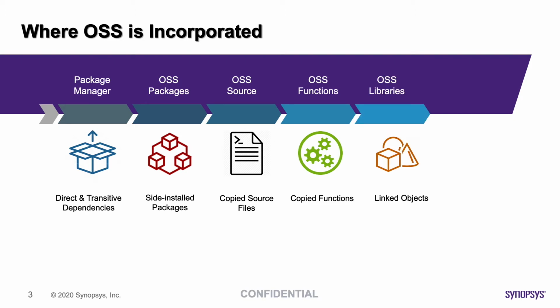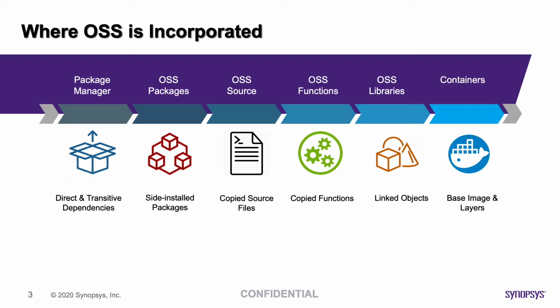Linking open source is another option, using a compiler or linker to add the libraries. And finally, putting your applications in containers can add additional open source beneath in the base image and above in the layers of your application.